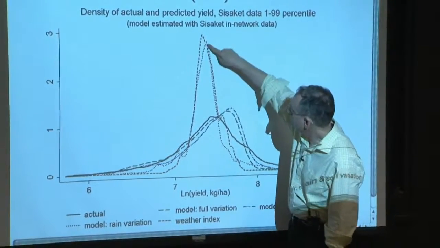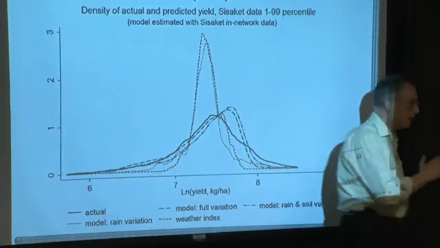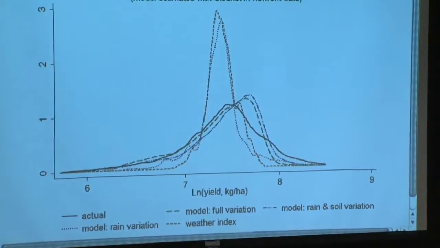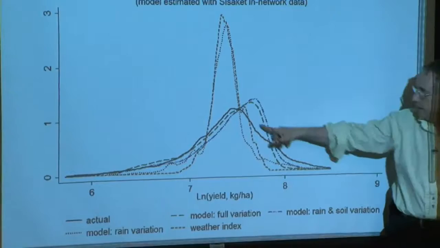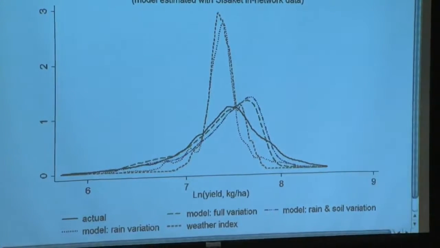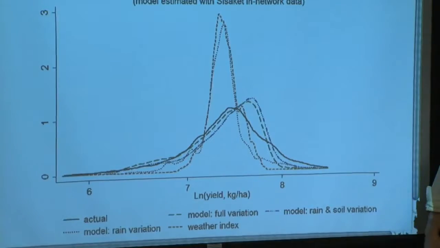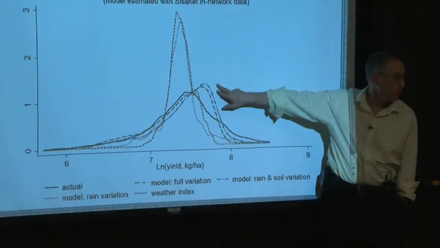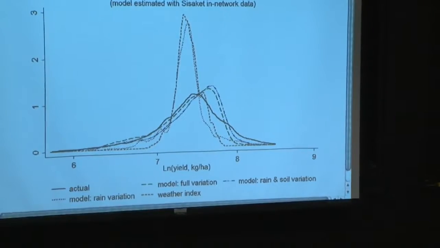Then this thing is using the full model, but only the observed rainfall variable and setting everything else at their sample averages, common soil, common fertilizer. And then the big jump down here toward the data is when you start to allow the variation that the model has in it, certainly soil variation, and eventually full variation. So we're not one-to-one with the actual distribution, but we've made a substantial improvement over simple weather indices.